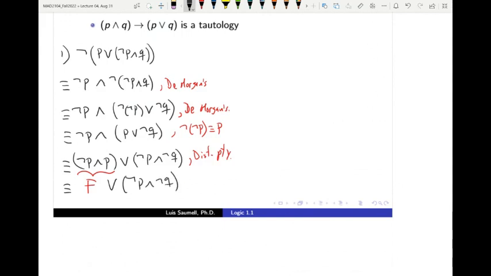Okay, so we use the fact that not P and P is always false. And now what happens when you do false or something? You get that something, right? The value of this relies only on this one. That's called the identity property: when you do false or something, that is something. If you do true and something, that is something, okay?